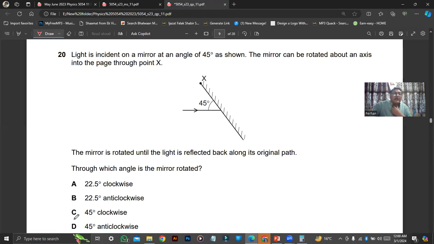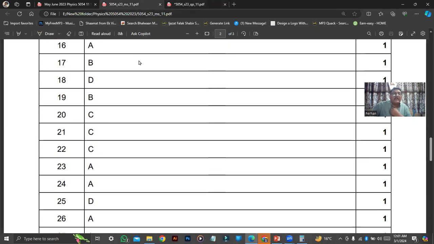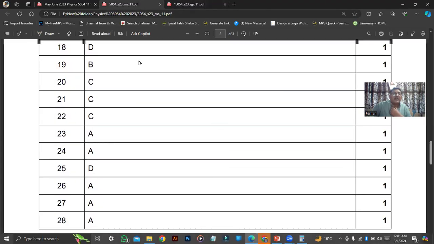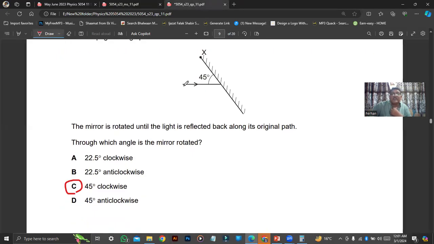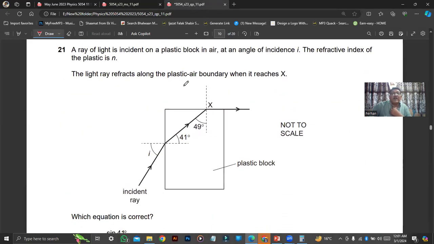So I think 45 degrees clockwise. So C is the choice. Question number 20, I think C is the right choice. Hopefully you are able to understand these questions. Okay, so we are going to the next question. That is question number 21.